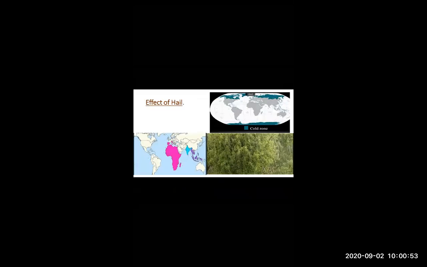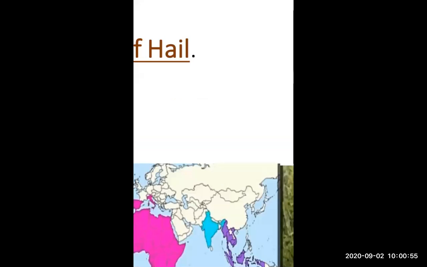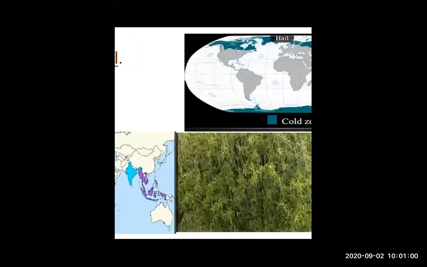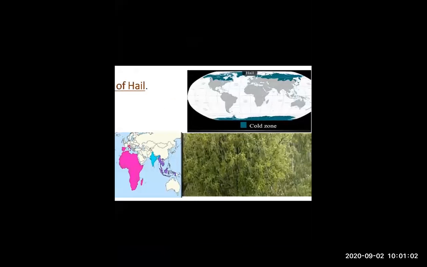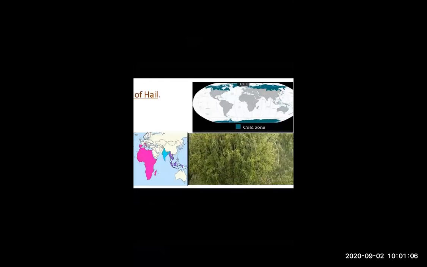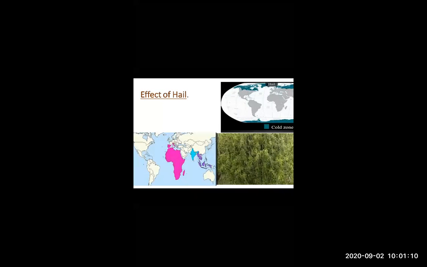First is crops get destroyed. Because of hailstones, crops get destroyed. And the next thing that happens is loss of life and property. As I asked you, what happened because of hail: crops get destroyed, loss of life and property.